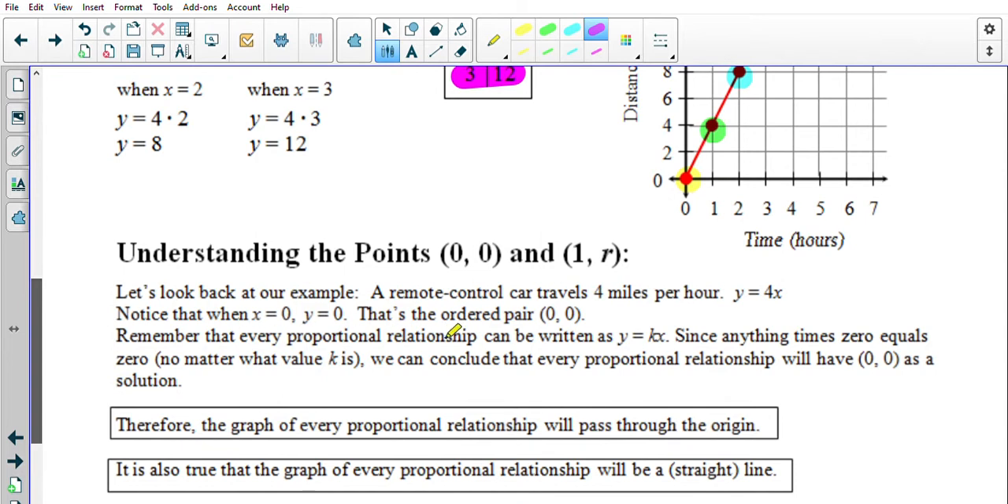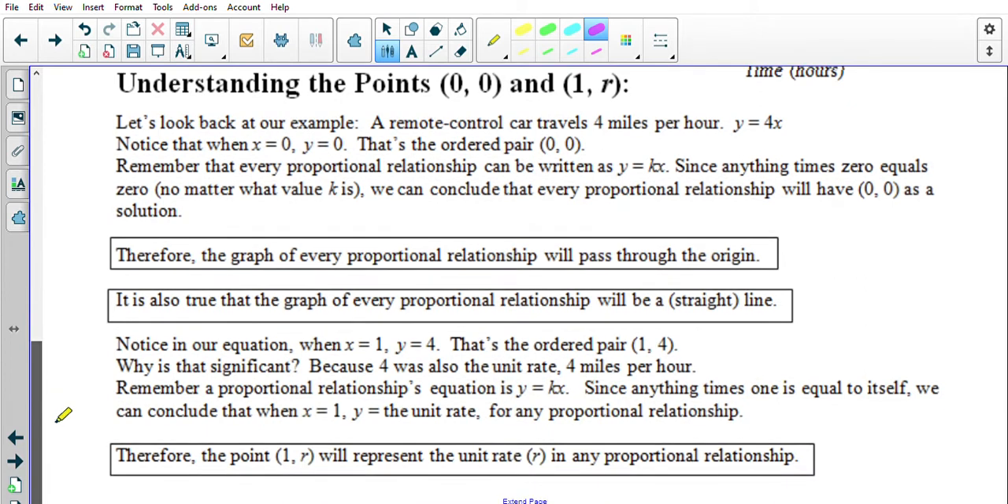Remember that every proportional relationship can be written as y equals kx. Since anything times 0 equals 0, no matter what value k is, we can conclude that every proportional relationship will have 0, 0 as a solution. So that means that the graph of every proportional relationship will pass through the origin, because if x is 0, y is going to have to be 0. So every graph will pass through the origin or 0, 0. It's also true that the graph of every proportional relationship will be a straight line. So it'll go through 0, 0, and it will be a straight line graph to represent our constant ratio or rate.